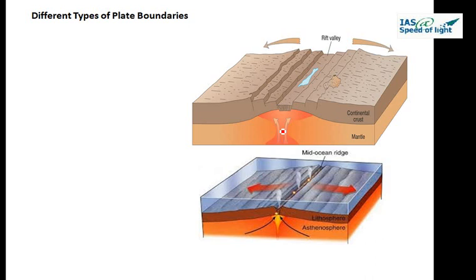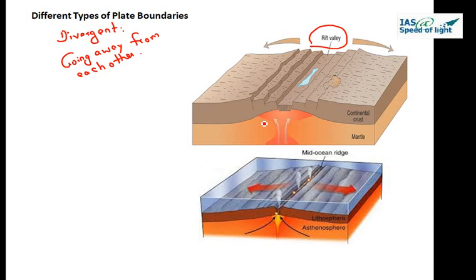Now we'll come to the different types of plate boundaries. What happens when two different types of plates come in contact with each other? First are the divergent plate boundaries. Divergent plate boundaries, as the name suggests, go away from each other. So these are the two phenomena. What happens? One is a rift valley.